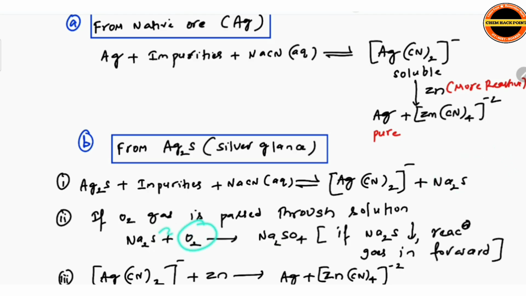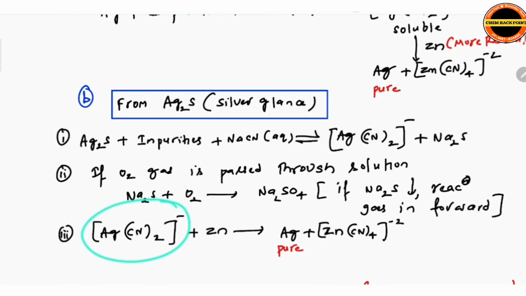Why? Whenever oxygen gas is passed through Na2S, it is converted into Na2SO4, meaning the Na2S amount decreases. If the Na2S amount decreases, the reaction goes in the forward direction. It is a reversible reaction, right? Forward direction means automatically more Ag(CN)2 minus is formed. Whatever Ag(CN)2 minus is formed, when allowed to react with zinc, the more reactive zinc displaces Ag, and pure silver comes out along with zinc tetracyanide ion. Pure silver is separated out.